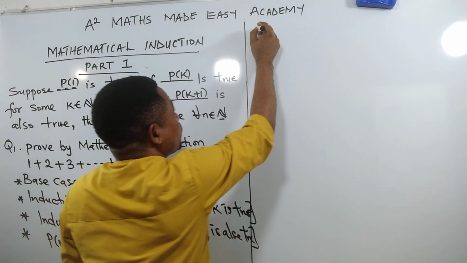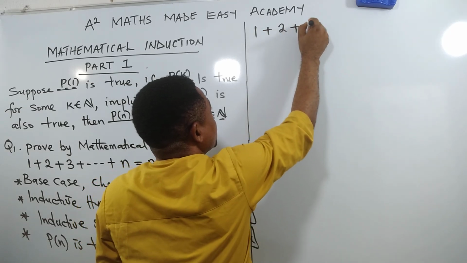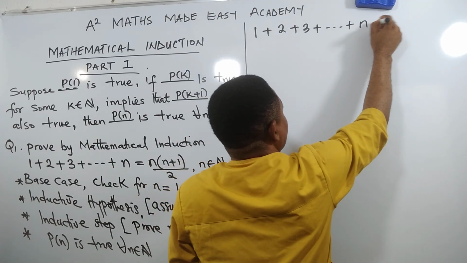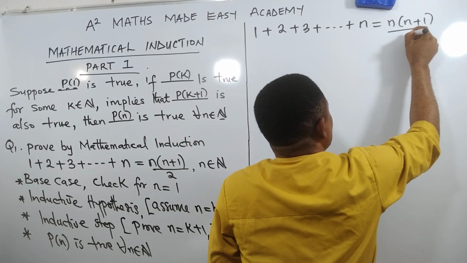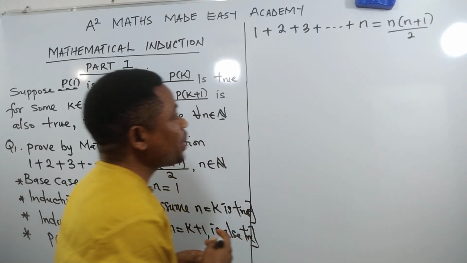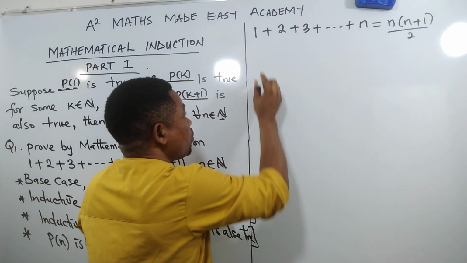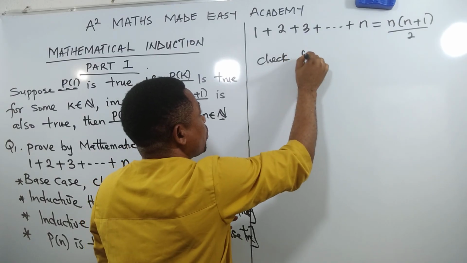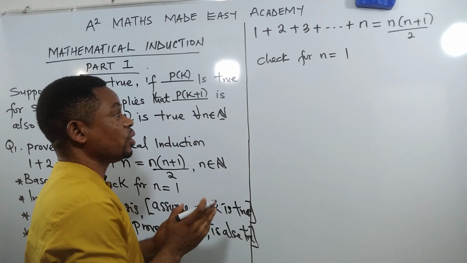Remember that the question says we should prove that 1 plus 2 plus 3 plus dot dot dot plus n is equal to n bracket n plus 1, all over 2. Now, remember that the first case we are going to do is the base case. We are going to first of all check for n is equal to 1. That is the base case.